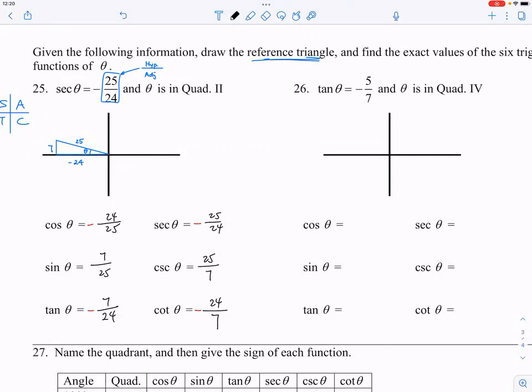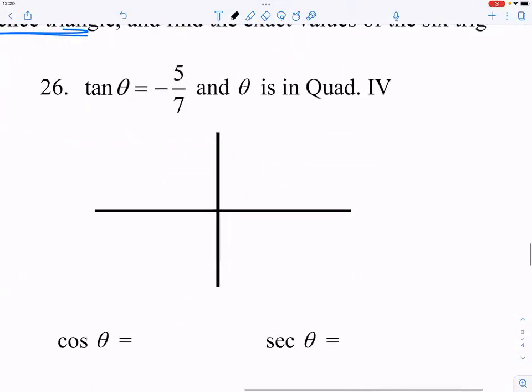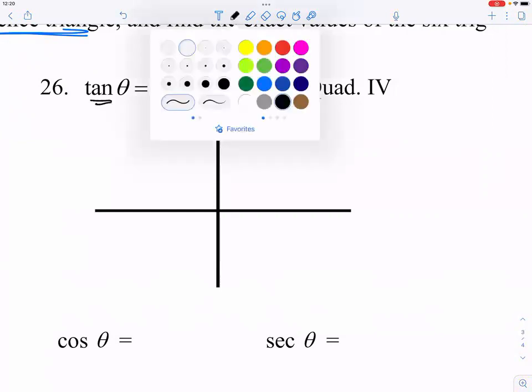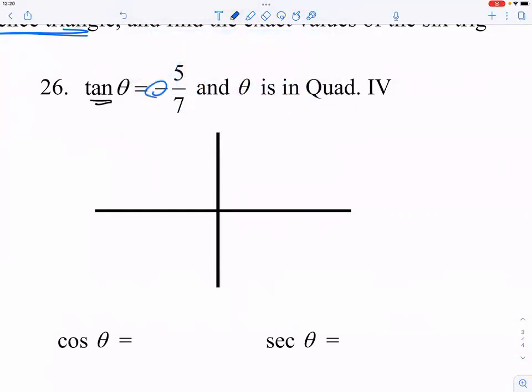All right, number 26. For number 26, the angle is in quadrant 4. And for quadrant 4, what is positive? Only cosine, right? So that's why tangent is negative, and that makes sense. And what does this 5/7 ratio tell us? Opposite over adjacent. So when you draw your terminal side, something like this, opposite over adjacent.